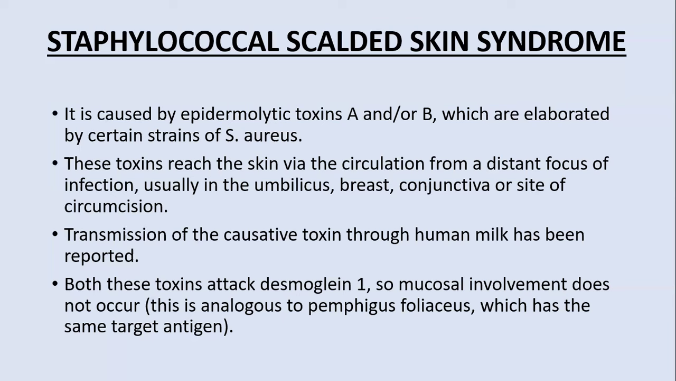Transmission of this toxin through breast milk is also reported. These epidermolytic toxins attack desmoglein 1, so mucosal involvement does not occur. This is analogous to pemphigus foliaceus, which has the same target antigen, and the split is mainly subcorneal.